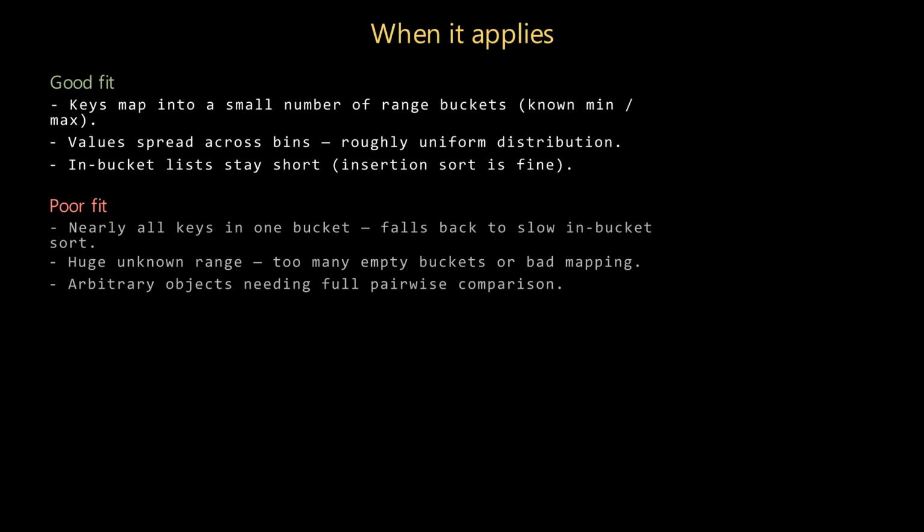Use bucket sort when you can map each key into a fixed number of range bins, and values are spread across those bins, not piled into one. Floats in 0 to 1, or integers with a known min and max, are typical. Skip it when almost everything lands in a single bucket, the range is enormous, or you need a general comparison sort.